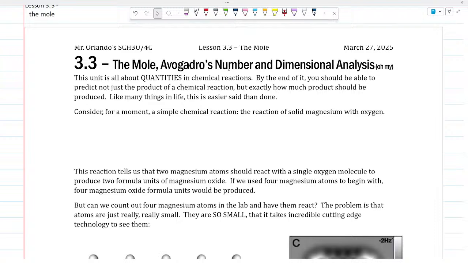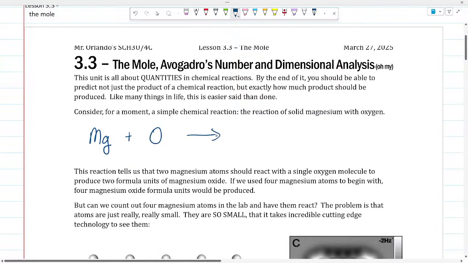Like many things in life, this is easier said than done. Consider for a moment the simple chemical reaction of solid magnesium with oxygen, right? If I have magnesium reacting with oxygen, I should get what? Magnesium oxide, and magnesium wants to give away how many electrons? And oxygen wants to take how many? 2. And so here we are, and of course this is a perfect balanced chemical reaction that you will find no fault with, and we can move on.